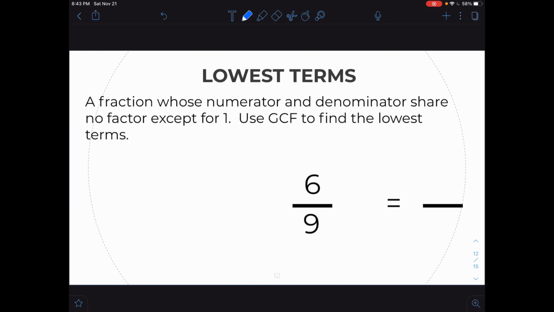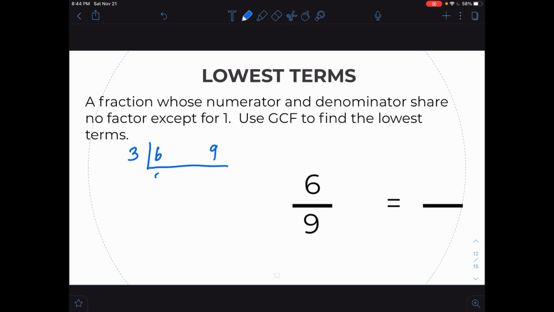Our second objective was to find the lowest terms of a fraction. Lowest terms means it's a fraction whose numerator and denominator can only be divided by 1. And we can use our greatest common factor ladder method to find lowest terms. So I write my numerator and denominator as the first level of my ladder. I find a common factor I can divide both the numbers by, in this case 3.